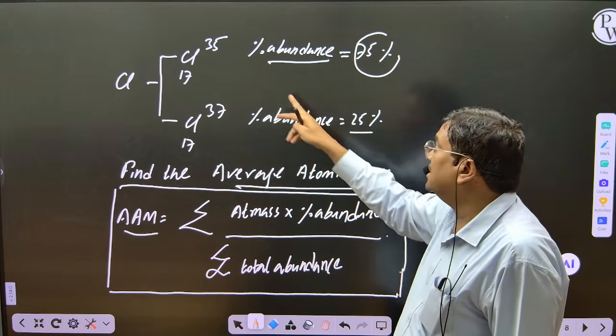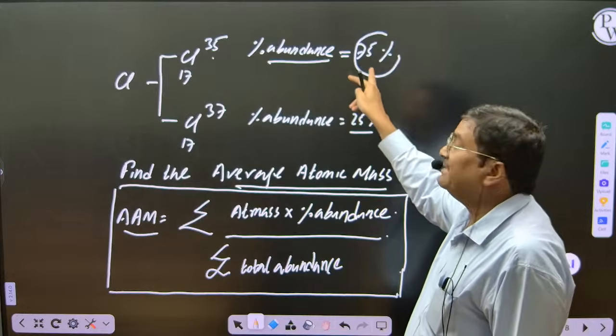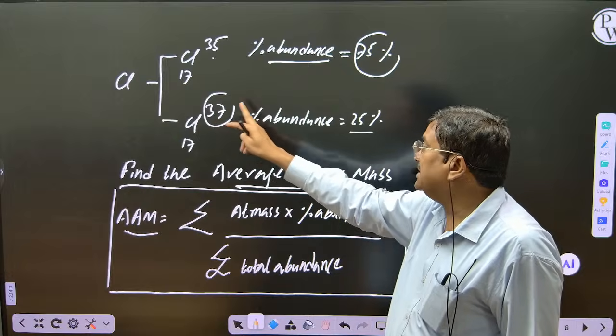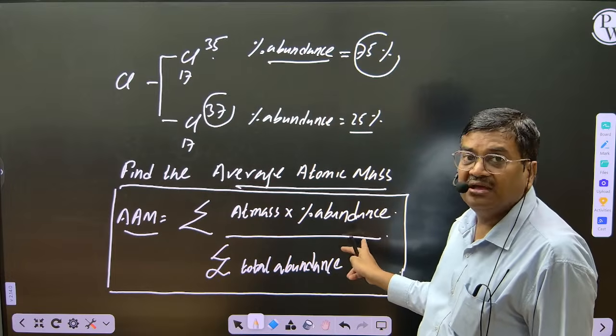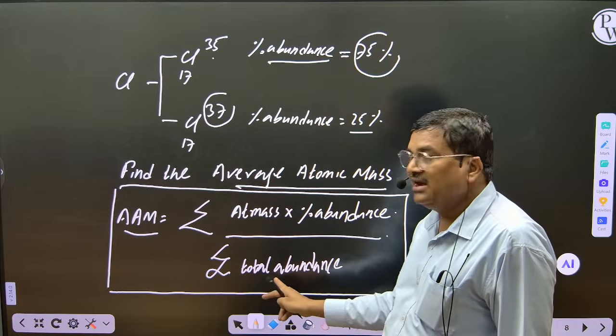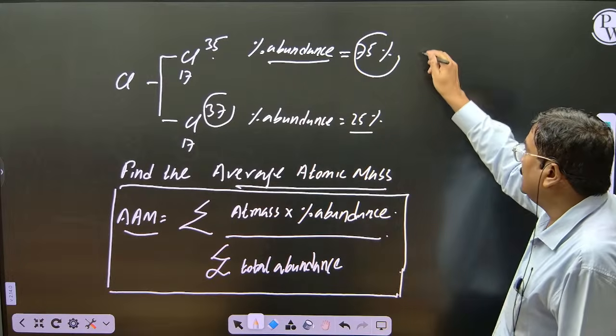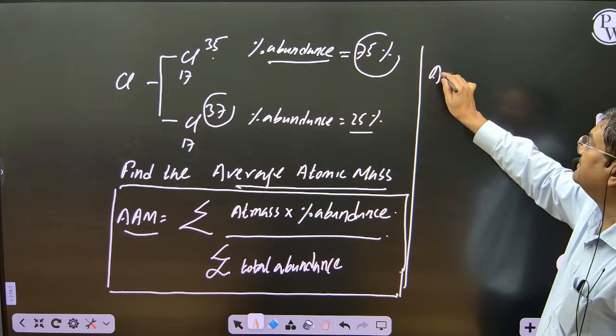Suppose 75%. So I have to multiply 35 with 75, plus the other element having mass number 37, 37 into 25. And in the denominator we have to take the total abundance. Total abundance how much? 100%. Getting the idea? Now find out the average atomic mass for chlorine.